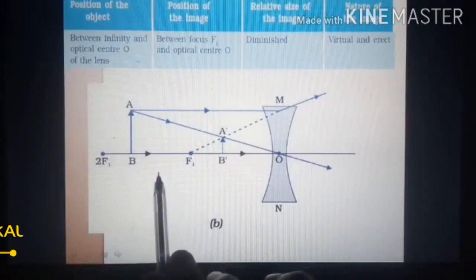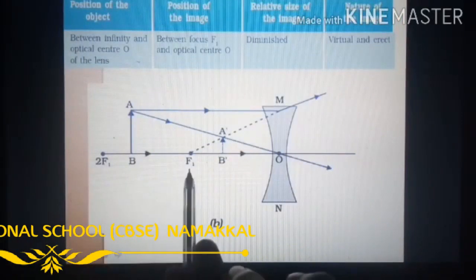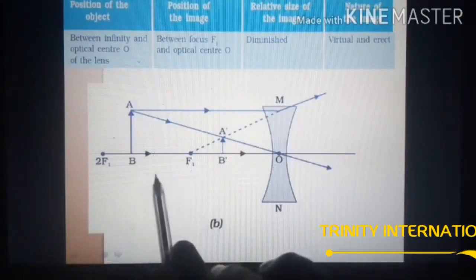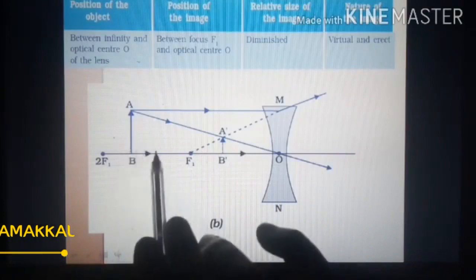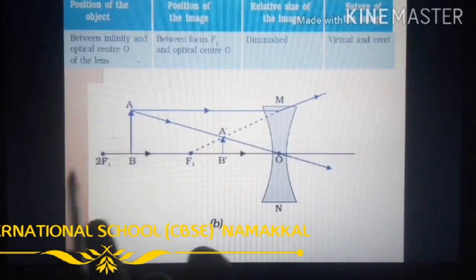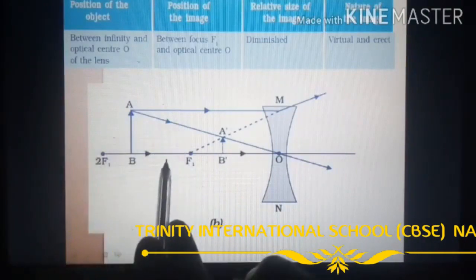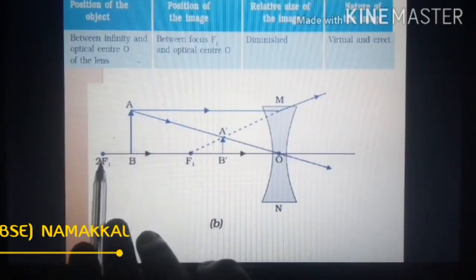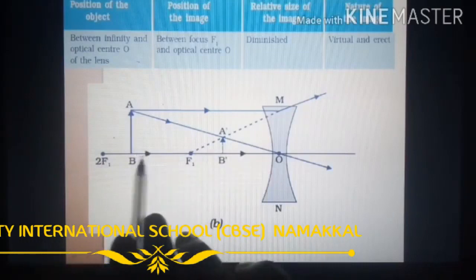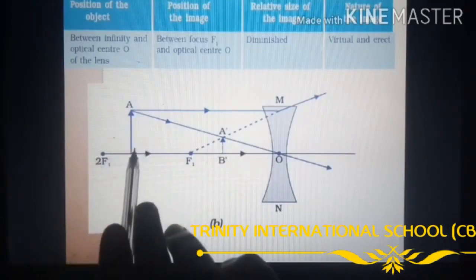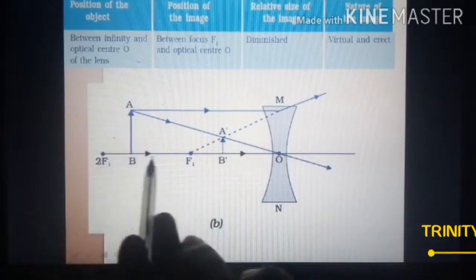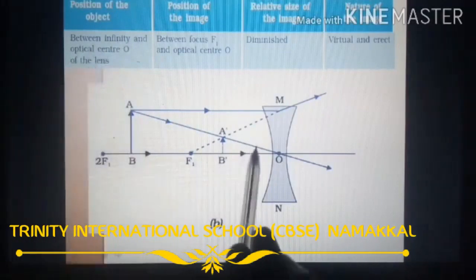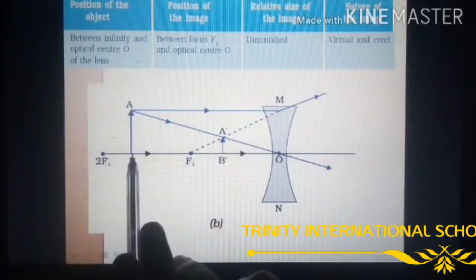The object is placed between infinity and the focus of the lens, or the optical center of the lens, otherwise beyond F1. So this is the second position. The first position is infinity, where the object is placed at infinity. In this position you can find any position between 2F1 and the optical center. For convenience we have taken it here between 2F1 and F1, that is, between infinity and the optical center.